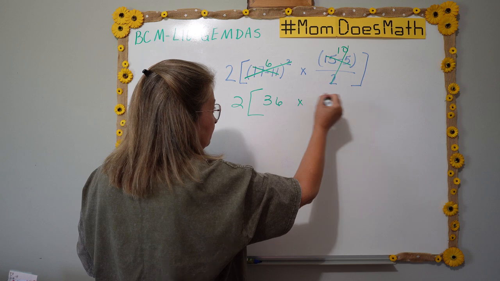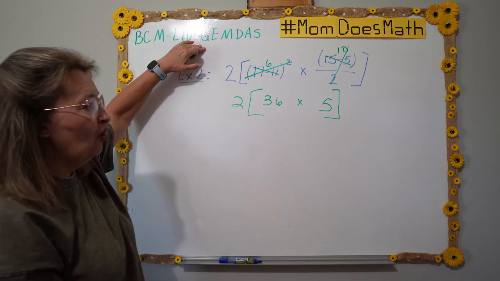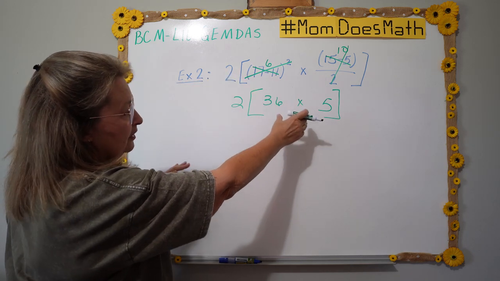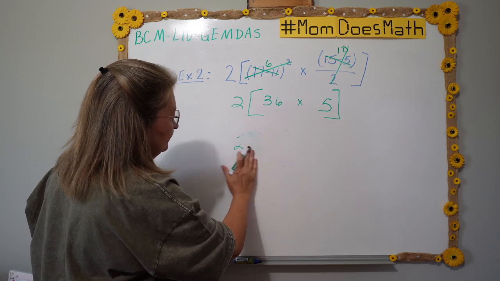This symbol comes down. So now I'm still in the grouping part. I did what was in the group. Now let me go ahead and combine. What is 36 times 5? Oops.